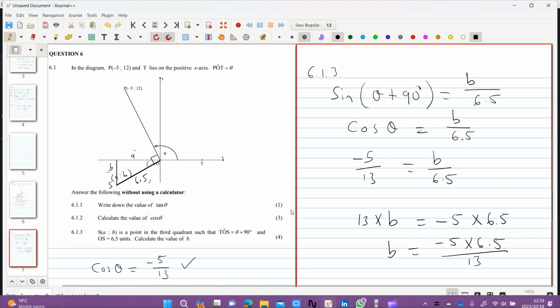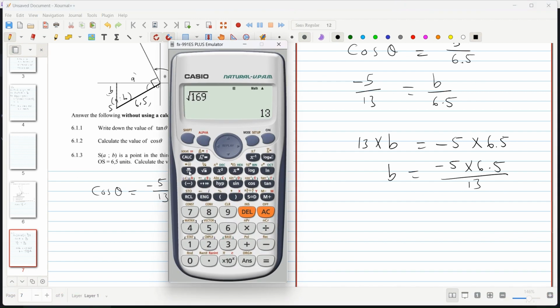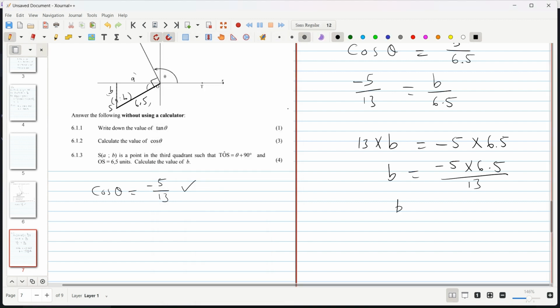Now we can use our calculator to confirm. We'll have -5 times 6.5 divided by 13. So it means that our B is -2.5. It makes sense because B here in the third quadrant is also negative, so we should have a negative value.